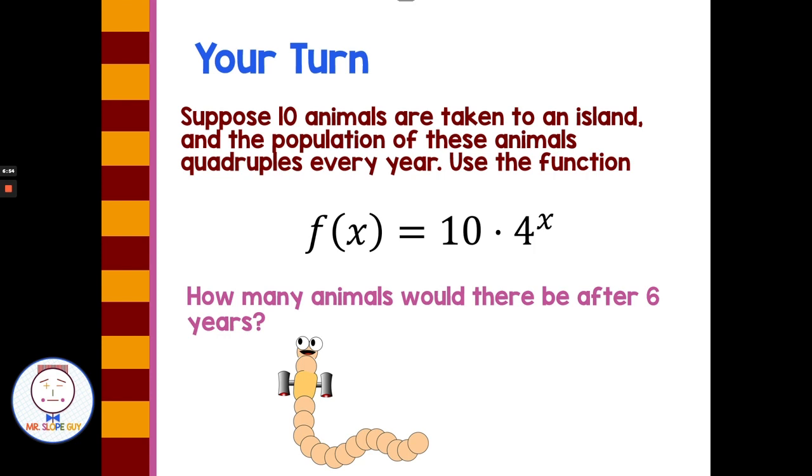All right, so in this case, the 6 years is our number of cycles, our number of frequencies that it's quadrupling. So we're going to put in 6 for the x value, and we'll have 4 to the 6 times 10, and we get 40,960 animals.